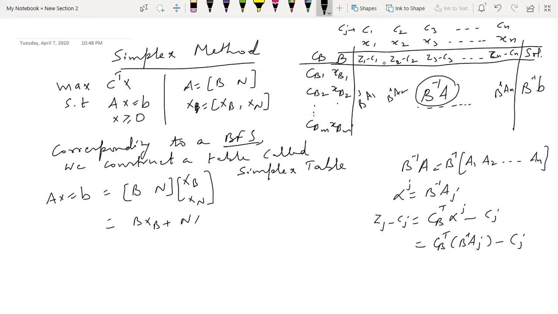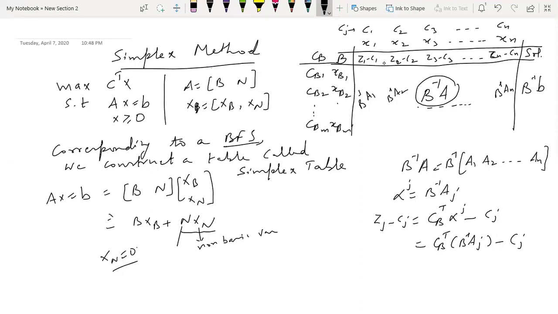BxB plus NxN. So what is this? This is the basis matrix corresponding to the basic variables. This is the non-basic variables, XN is the non-basic variables, and this is the matrix corresponding to the non-basic variables. In order to calculate the basic solutions, what we were doing, we were putting XN equal to 0.